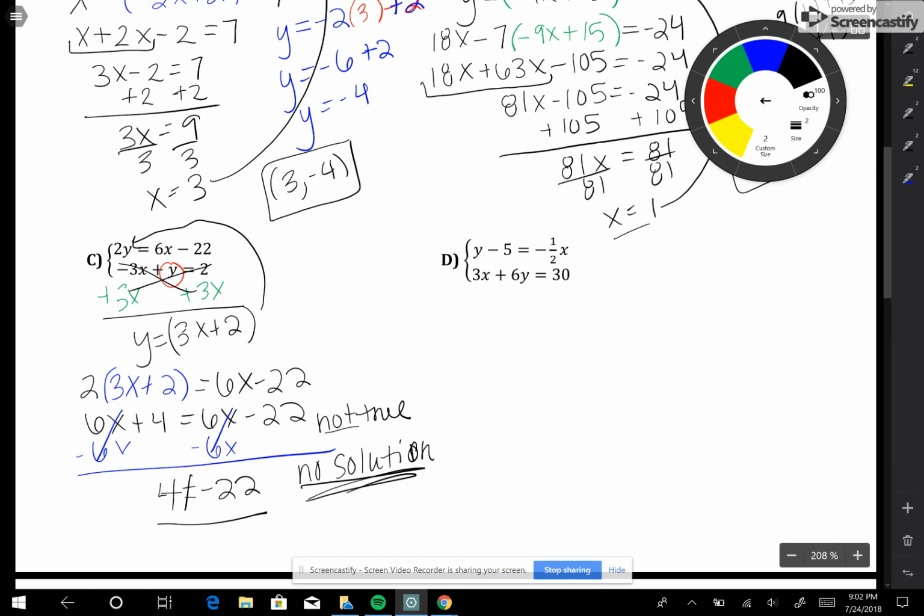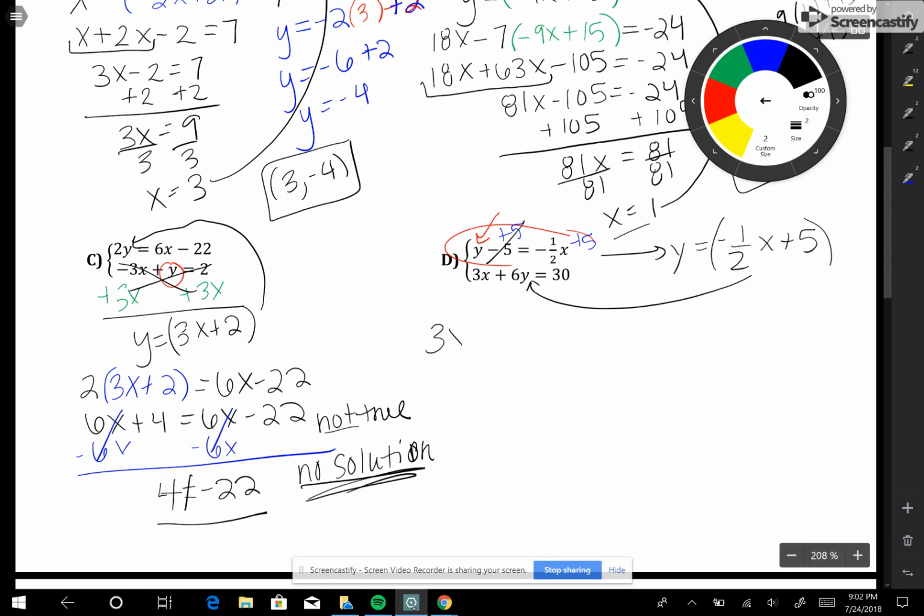Moving on to letter D, again, we do not have either equation that's solved for a single variable. So various things you could do, but maybe you see what I see. This first equation has this y, and if we just add 5 to both sides, that would get rid of that 5 over there, and I would have y equals negative 1/2 x plus 5. That I can then plug in for y in my second equation.